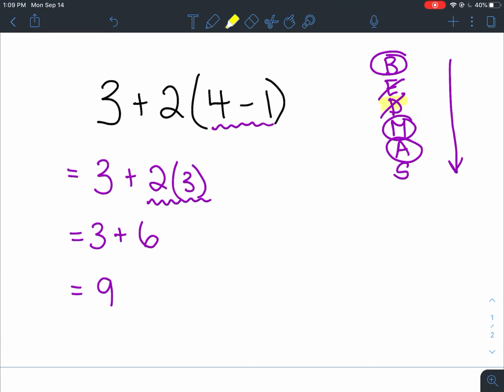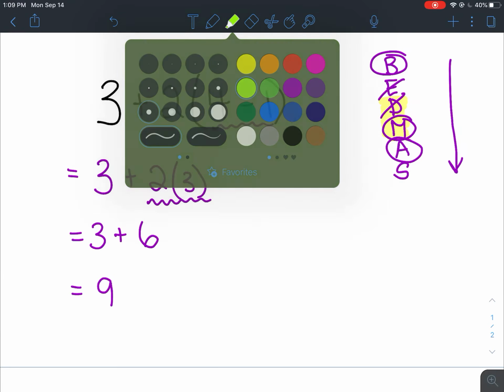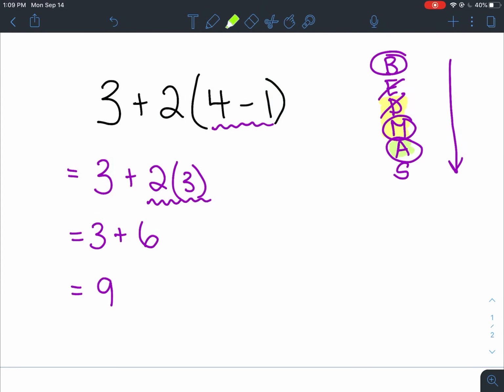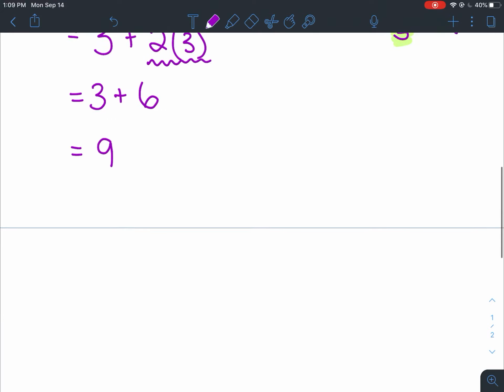Now, just so you know, with division and multiplication it doesn't matter what order, so we usually do them in the order that they appear, and same with addition and subtraction. Let's try another one.